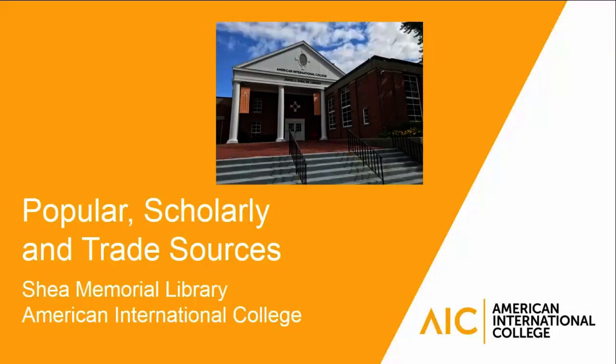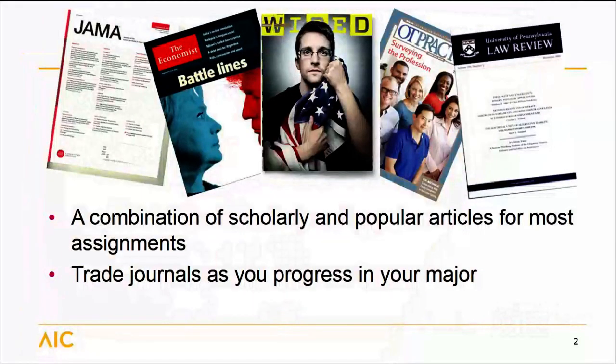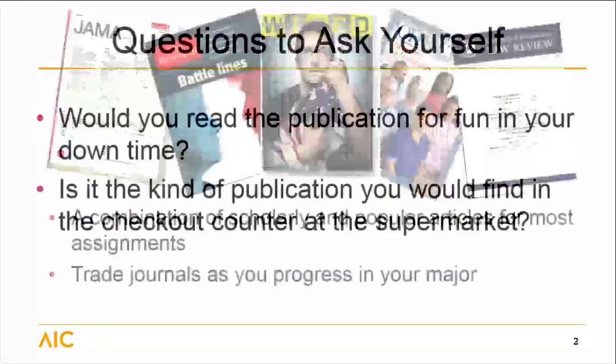Publications generally fall into one of three categories: scholarly, popular, or trade. This video will break down the differences between these types of publications. You will often use a combination of scholarly and popular sources. As you progress in your major, you may also use more trade publications as sources.